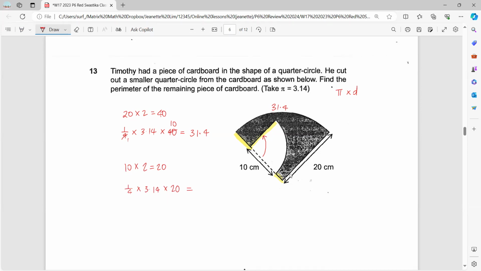So 4 times 5, 20. Bring over 2. Decimal, put it back. 1 times 5 is 5 plus 2 is 7. Lastly, 3 times 5 is 15. So oh no, hold on, it's not 31.4. So let's shift the decimal. 3.14, so 15.7.